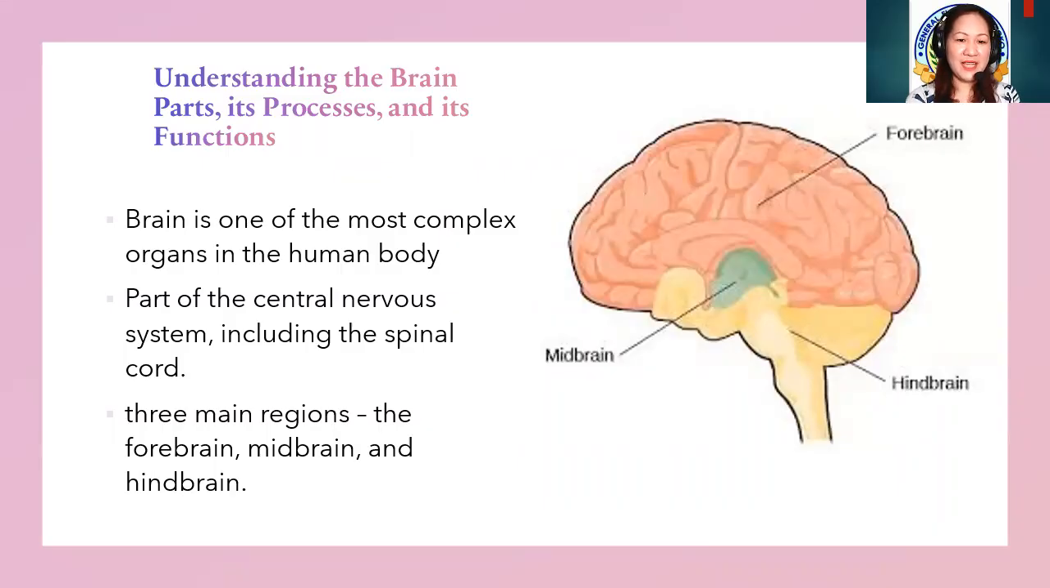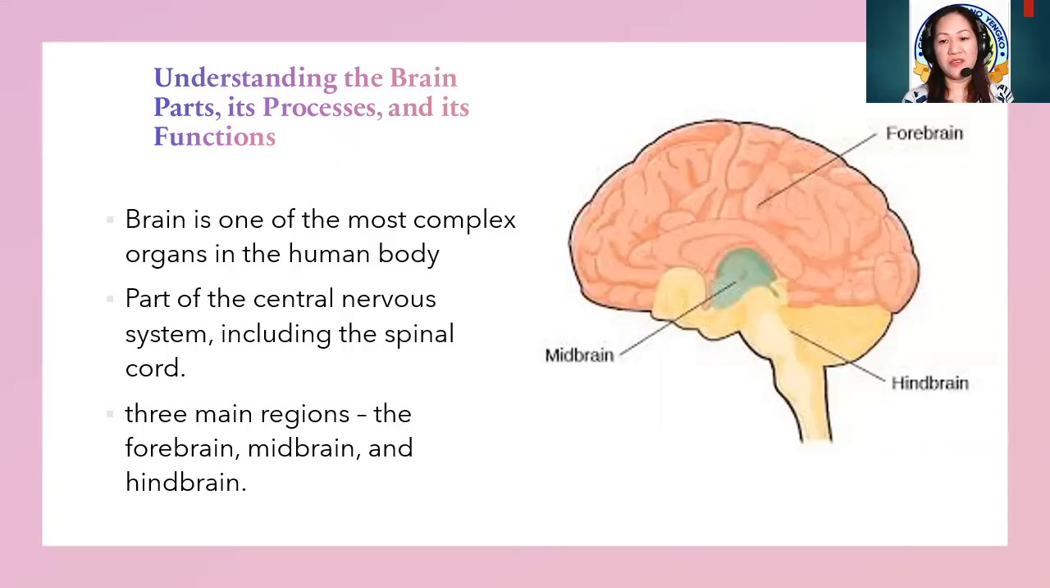So let's understand the brain parts, its processes, and its functions. We all know that the brain is one of the most complex organs in the human body. Lahat tayo may brain. Sino dito kiniklaim walang brain? Okay, so lahat tayo, nandito yan sa upper part ng ating katawan. And it is part of the central nervous system, including the spinal cord, o yung nasa bandang likod natin yung ating spinal cord. And our brain has three major regions: the forebrain, the midbrain, and the hindbrain.